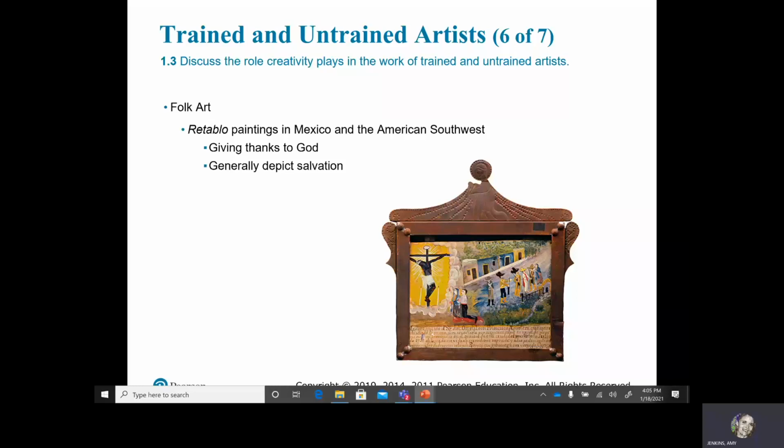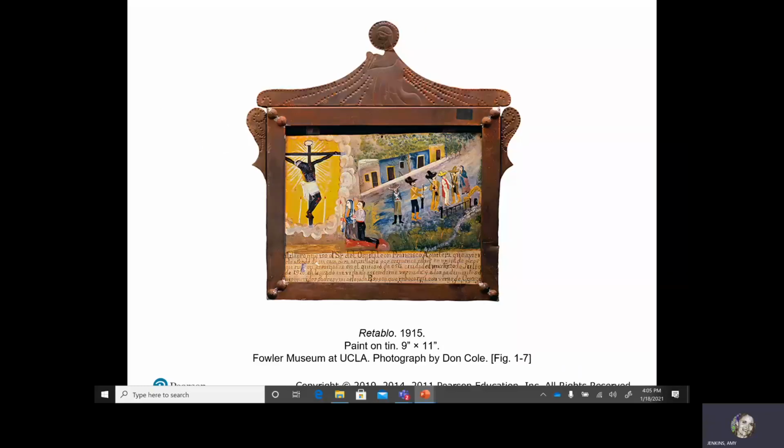Here's another example of folk art. Retablo paintings in Mexico and the American Southwest give thanks to God, and they generally depict salvation. Here's a bigger image. Created in 1915, paint on tin.